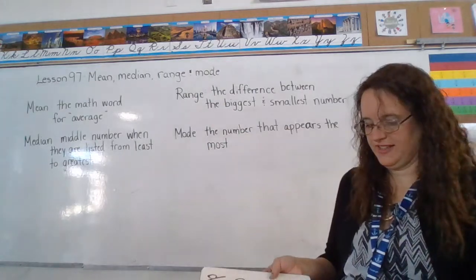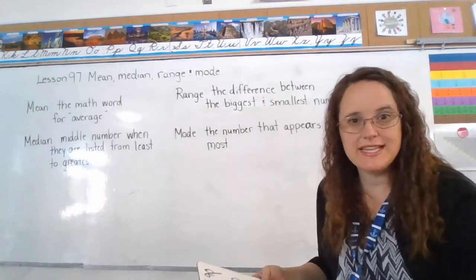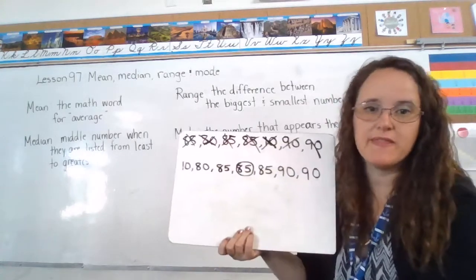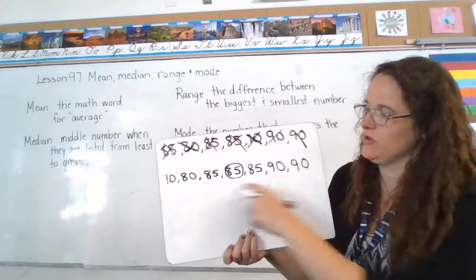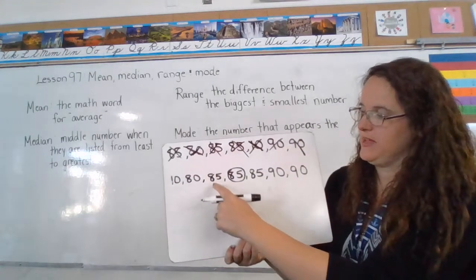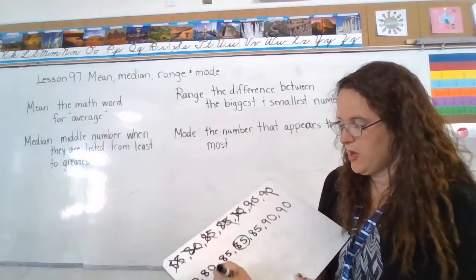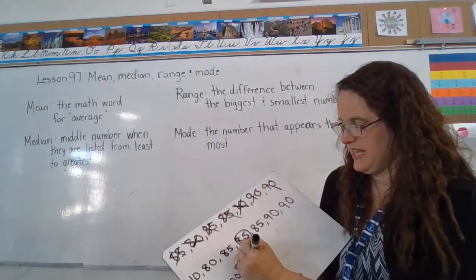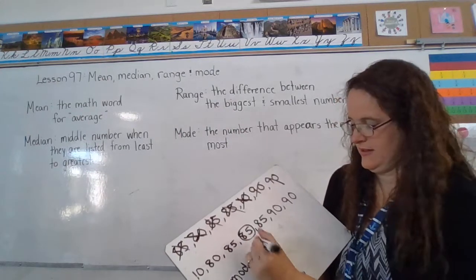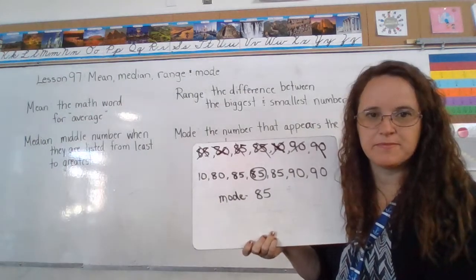And finally, they want us to find the mode. Remember, mode means most, so which number shows up the most in Ian's scores? We have 2 90s, but we have 1, 2, 3 85s, so the mode would be, not 80, 85. The mode would be 85.